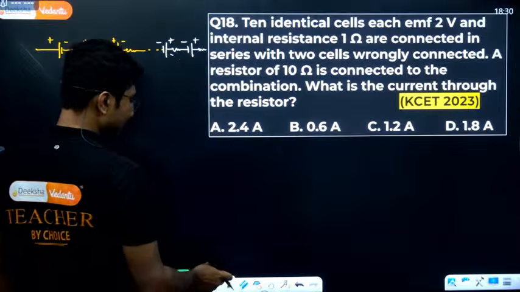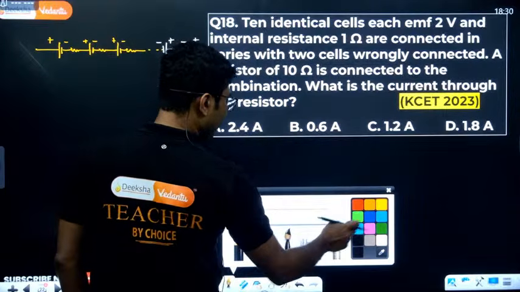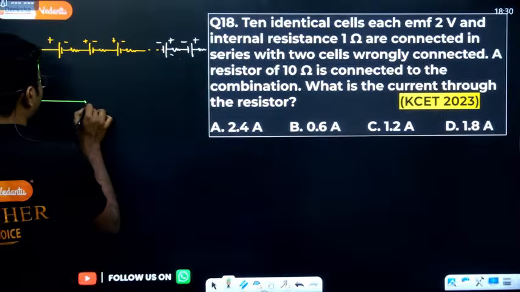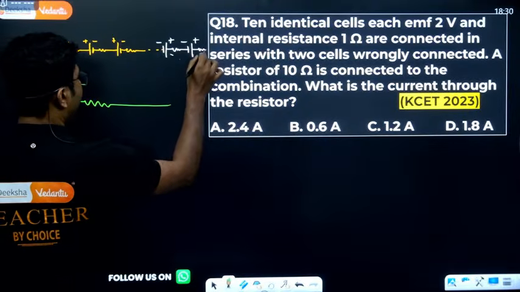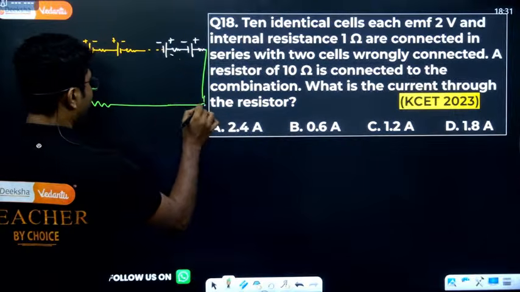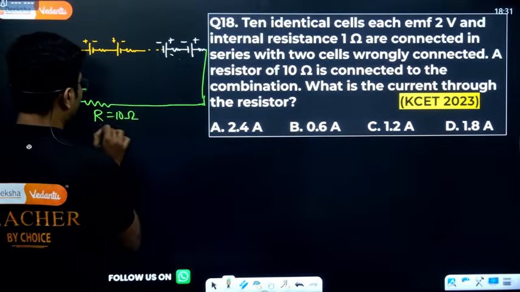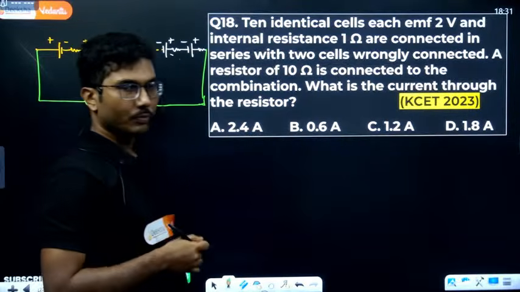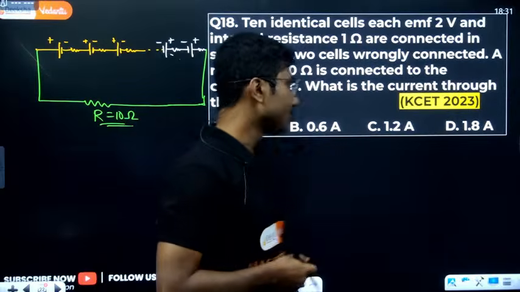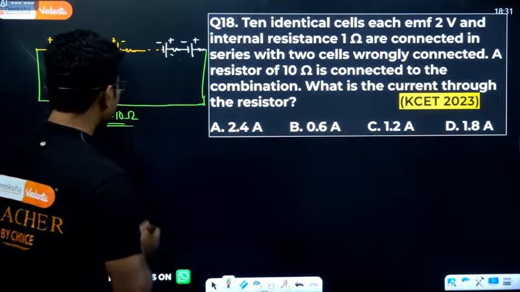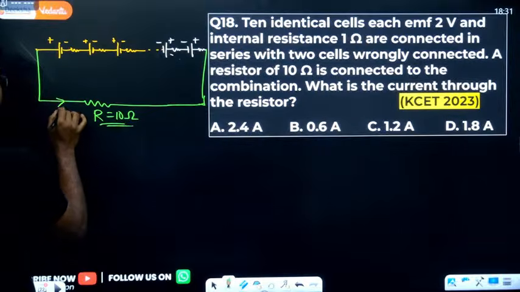Now this entire system is connected with an external resistance R, which is given by 10 ohm. So 10 ohm external resistance. Now they are asking what is the current through this resistor. So what is the current that is flowing through the resistor?